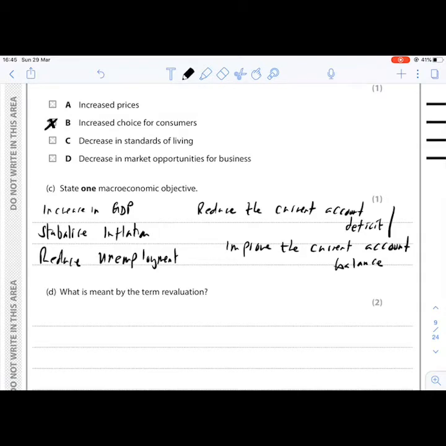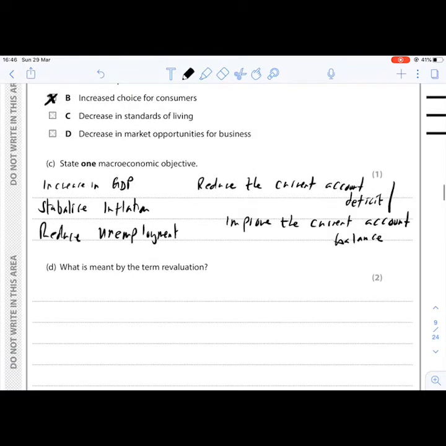Remember that the current account is one of the 3 accounts on the balance of payments. The current account is the only one that you need to be aware of with regards to the IGCSE. And basically, the current account balance is the difference between imports and exports. The current account records imports and exports. And if we've got a current account surplus, it means that the country exports more, that the exports are greater than the imports. But if the imports are greater than the exports, it means there would be a current account deficit.